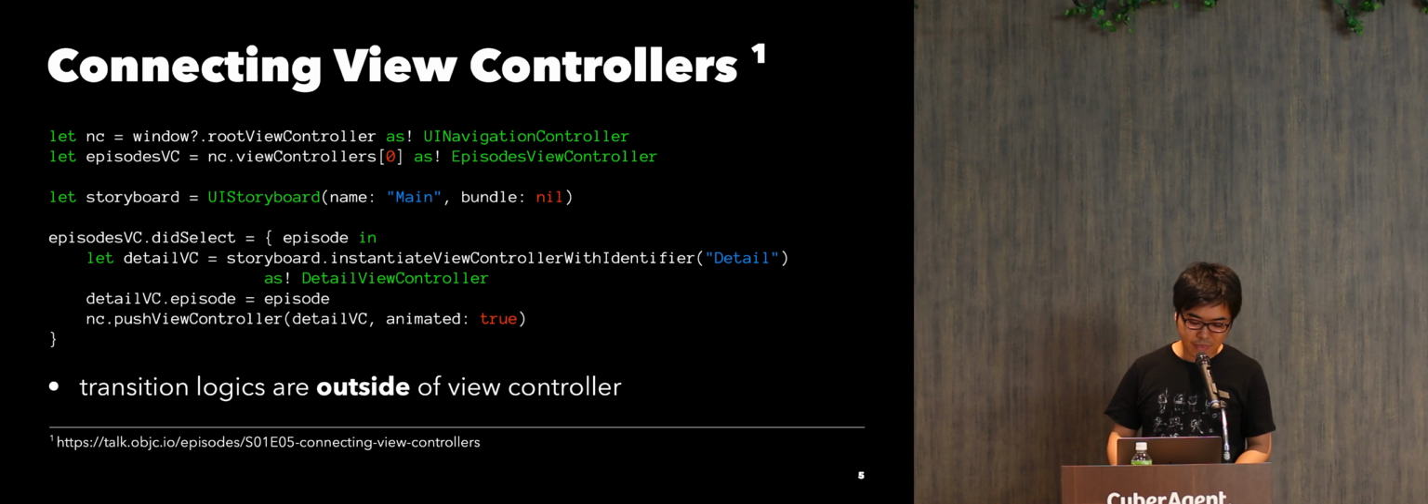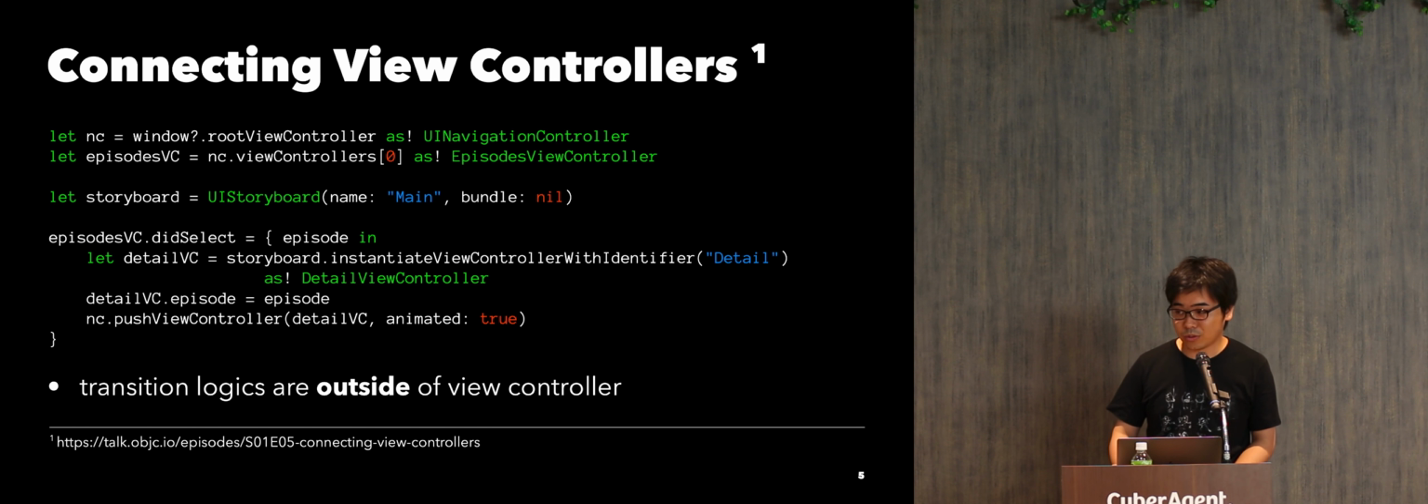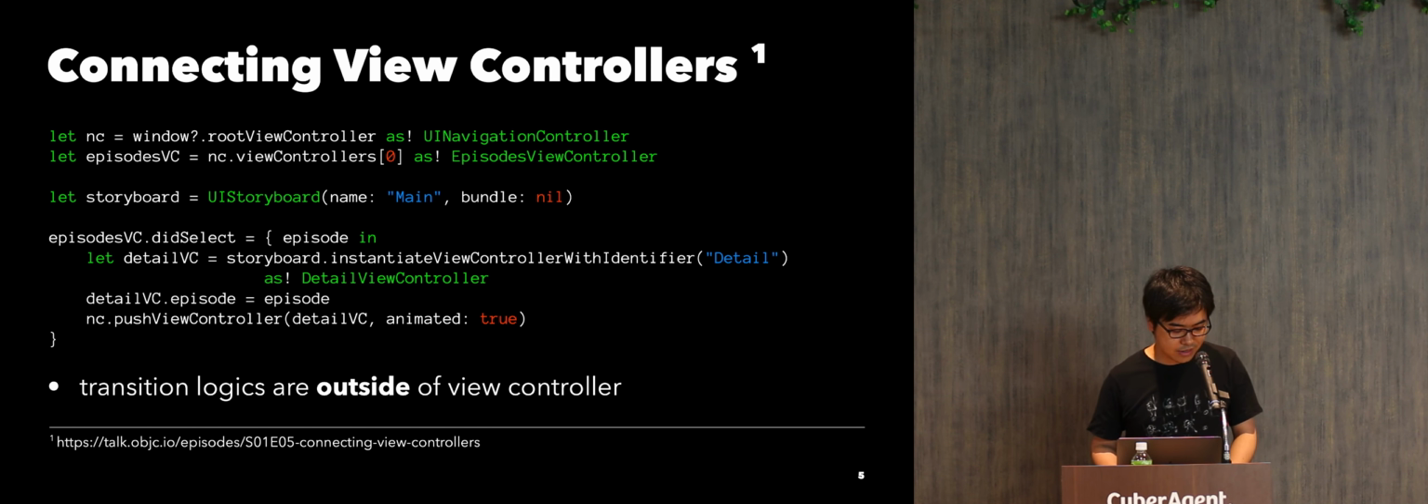In this video, they write code like this. There is an episodes view controller, which is a table view controller. If the user selects a cell, the detail view controller appears. It's pushed to the navigation controller, which is a very typical transition. They don't use a segue for that, and they write it like this. First, they instantiate the navigation controller, and inside it they instantiate the episodes view controller, and they set the closure.